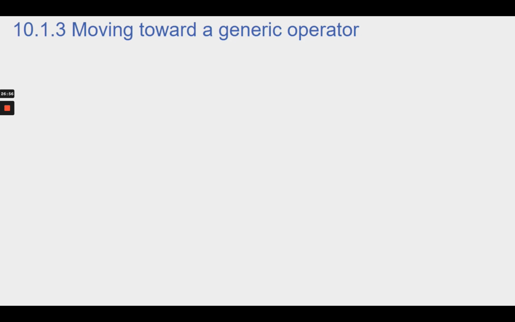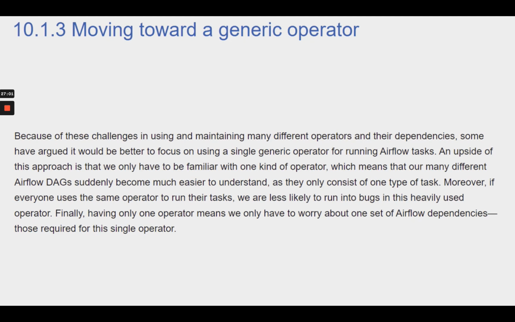Section 10.1.3. Moving toward a generic operator. Because of these challenges in using and maintaining many different operators and their dependencies, some have argued it would be better to focus on using a single generic operator for running Airflow tasks. An upside of this approach is that we only have to be familiar with one kind of operator, which means that our many different Airflow DAGs suddenly become much easier to understand, as they only consist of one type of task. Moreover, if everyone uses the same operator to run their tasks, we are less likely to run into bugs in this heavily used operator.